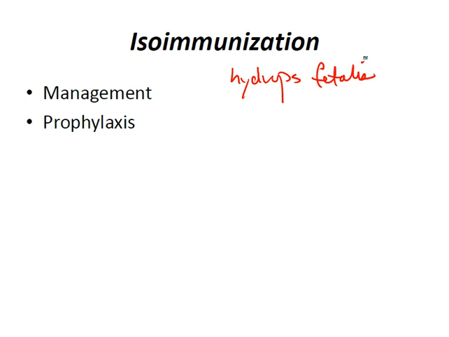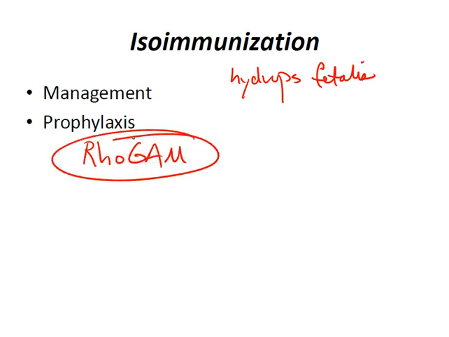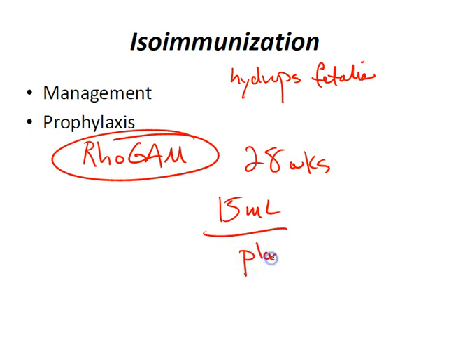This is achieved through giving RhoGAM, at 28 weeks and after delivery if the neonate is positive. The standard dose of RhoGAM is sufficient to cover 15 milliliters of fetal RBCs, enough in a routine pregnancy. So 15 milliliters, just in case you ever asked about it. More must be given in the case of what? Placental abruption.